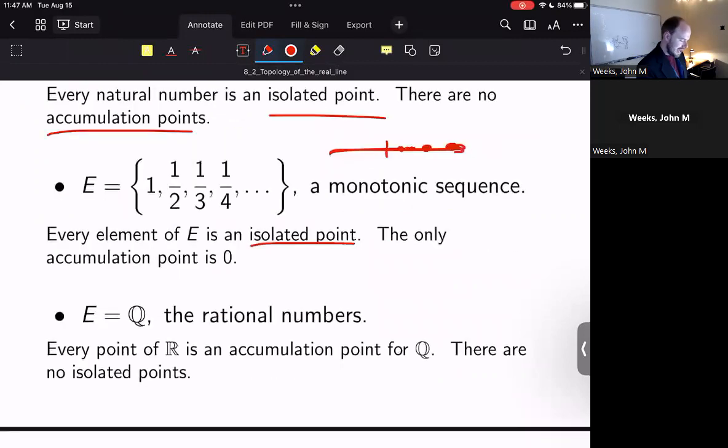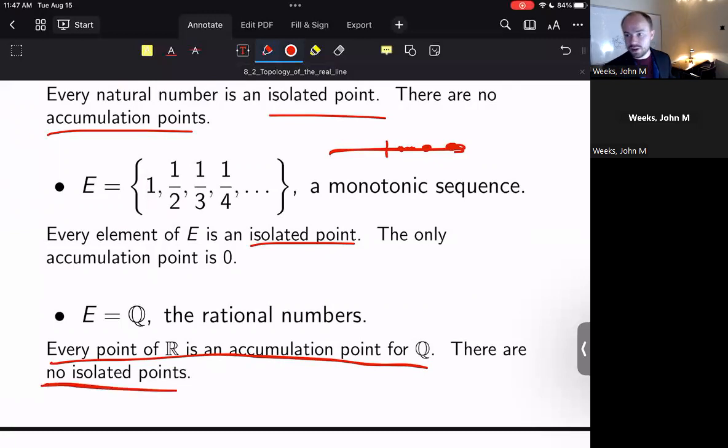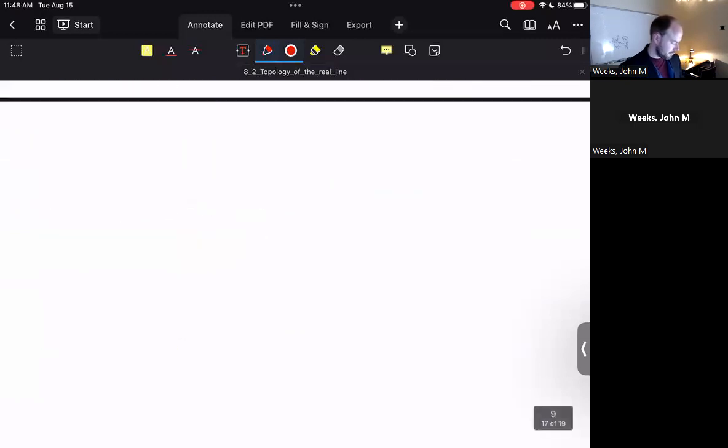And then the rational numbers: every point is an accumulation point for Q. Notice that's every point, including the irrational numbers, because even epsilon neighborhoods around irrational numbers still contain infinitely many rational points. And that means that there are no isolated points, thanks to our corollary from before.